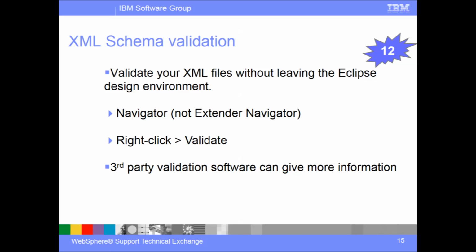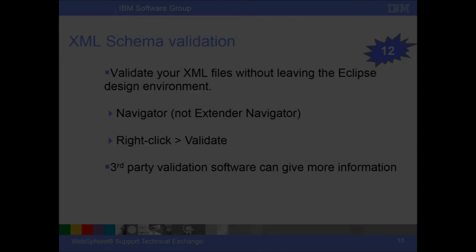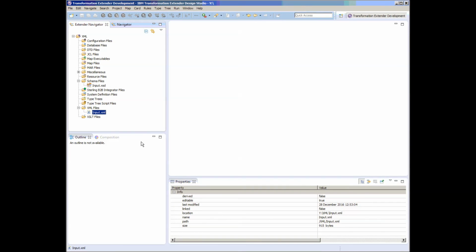Third-party XML checkers take a little while to start up, so it is fortunate the Eclipse design environment comes with a built-in XML checker. From the navigator, not the extender navigator, when you right-click on an XML file, you can choose Validate for a quick yay or nay on the validity of an XML file. For detailed failure information, this is when the third-party validators come into play. They can give you line number and byte offset information about the exact position of the error, and some can even suggest fixes. Let's round off with another demonstration, this time of the XML validation I was just discussing.